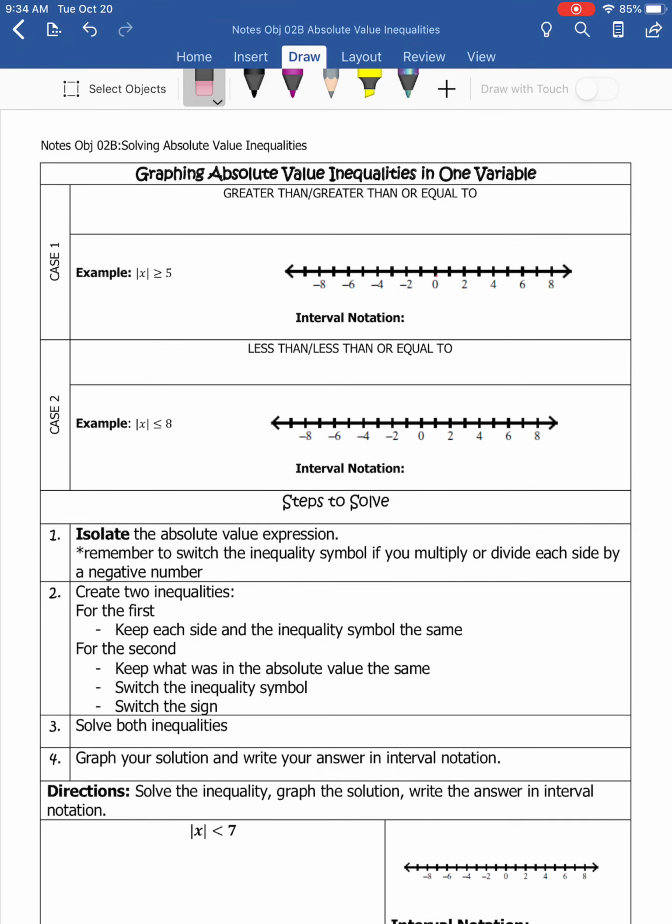Okay, we're going to be solving absolute value inequalities. There's two things that we have to do. It's not that much of a change. You just have to remember to do one or two things with the inequalities. It won't be that bad. We're going to start with graphing them, how to graph them on a number line, because that's going to help you find your answers in interval notation.